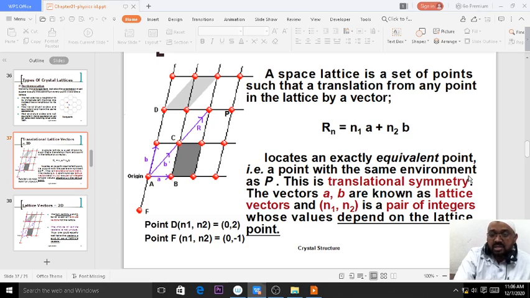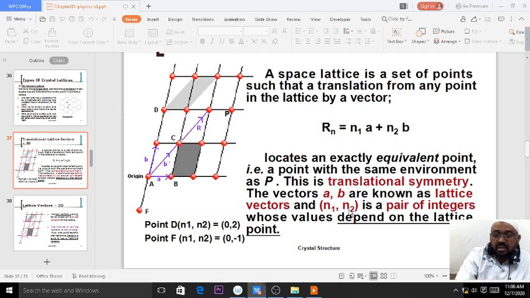We want to know the equivalent point mathematically. So the point with the same environment as P. Where is P here? You can see there is a point P. Now this is translation symmetry. The vectors a and b are known as lattice vectors, and n1 and n2 are integers. Why have we taken integers here? Why can we not take whole numbers or natural numbers?